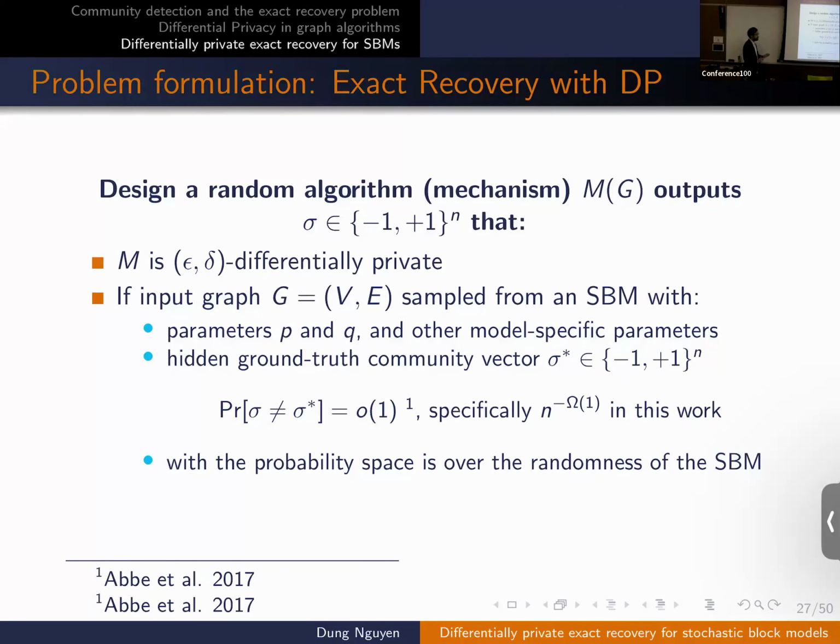Again, in the exact recovery statement, the probability space is over the randomness of the SBM. So the statement holds with high probability over the SBM randomness, and the algorithm is always differentially private. You give me a fixed input graph, and I guarantee that the output is differentially private for any input graph.